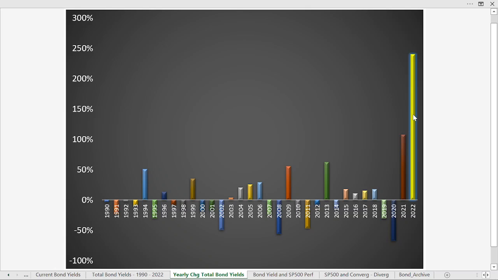And of course, in the current year, 2022, we see an increase in total bond yields of around 240%. This is not only the biggest increase in bond yields going back to 1990, this could be the biggest bond yield increase we've seen in many, many decades.